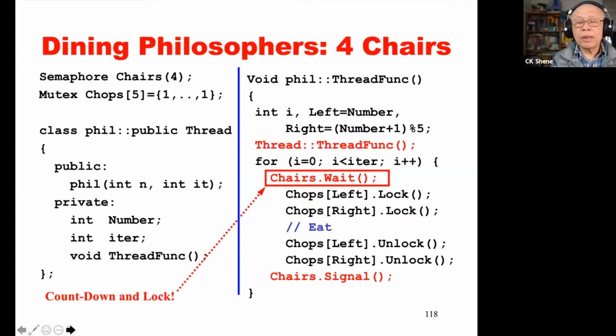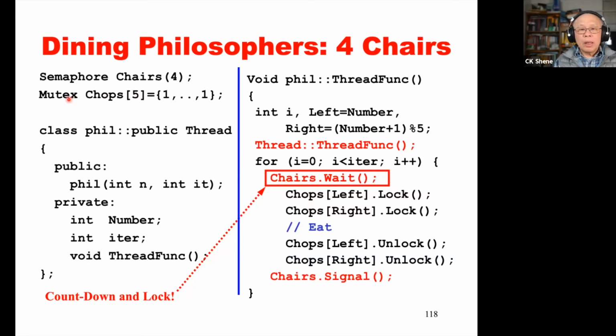So here's an example for the 4 chairs version of the dining philosophers. Here we declare a semaphore called chairs with initial value 4. We declare an array of mutex. Mutex is just a semaphore to be used as a lock and unlock. Of course, you could also declare the 5 chopsticks initialized to 1 as an array of semaphores.